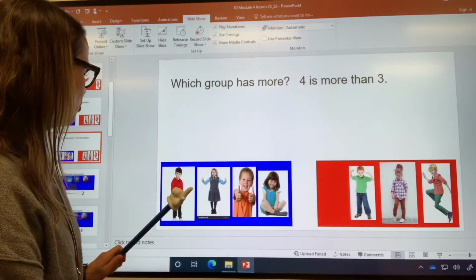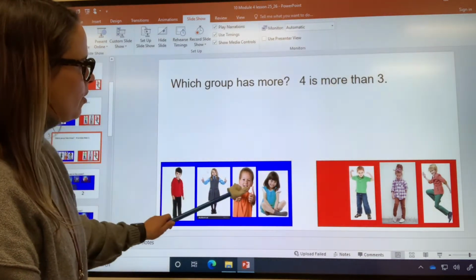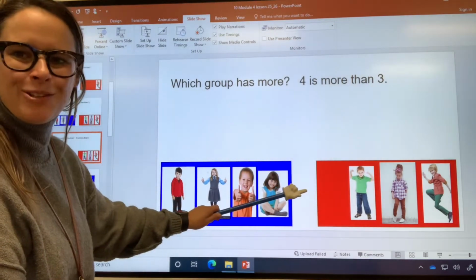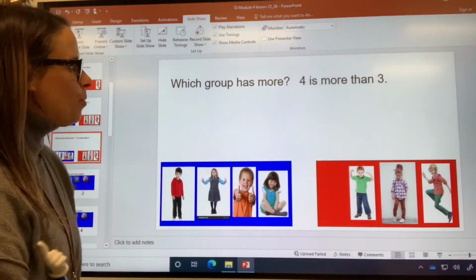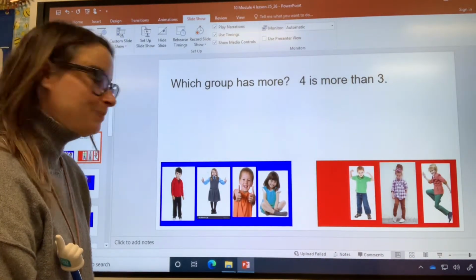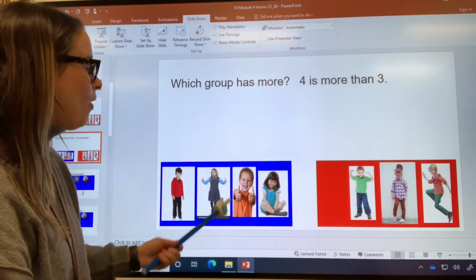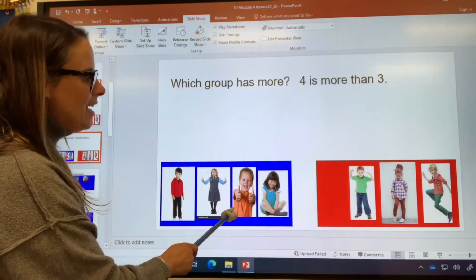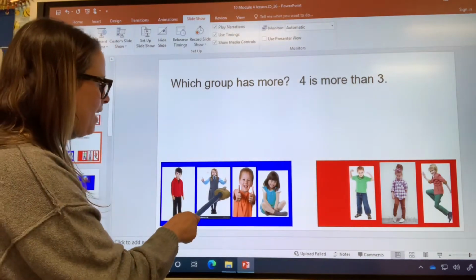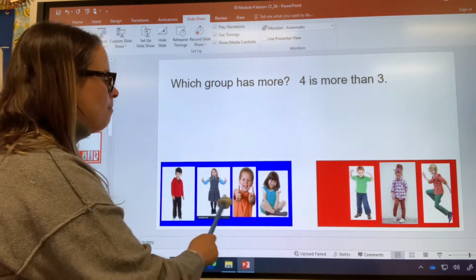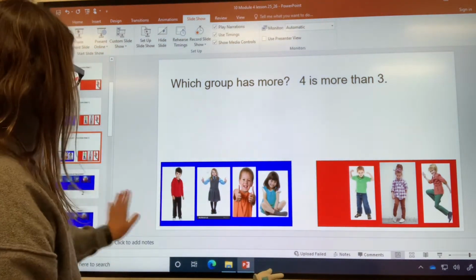All right, here's another blue group and a red group. Let's count the kids in this blue group. 1, 2, 3, 4. And how many kids are in the red group? 1, 2, 3. Good. So which group has more? You're right, the blue group has more. We can say 4 is more than 3, right? Because this group has more than this group. More than. This group has more.